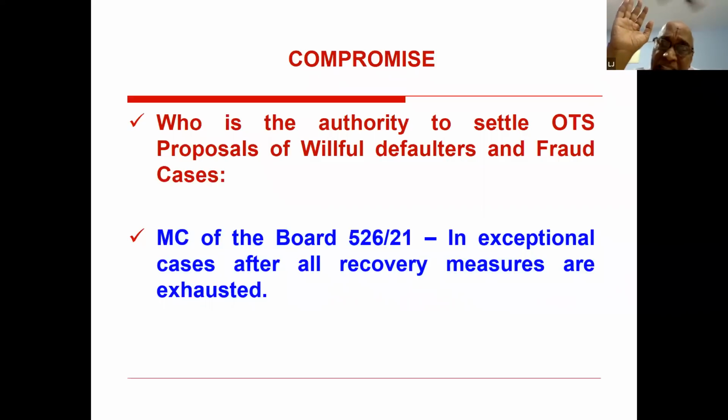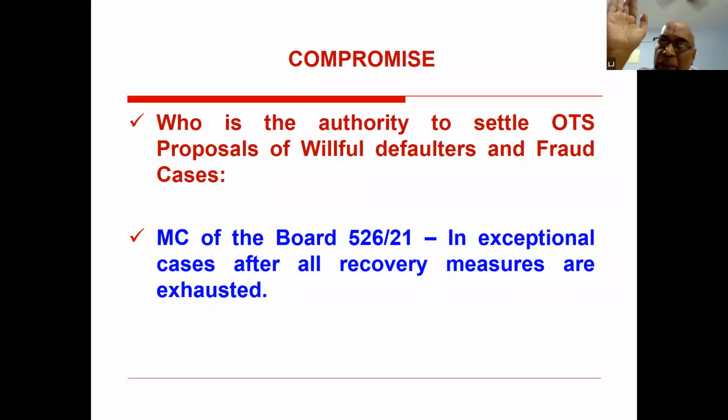In exceptional cases, after all recovery measures are exhausted, if they are not able to recover, they can go for OTS. This OTS proposal is to be placed to this authority only. However, even though the money is recovered under the OTS, all other police, CBI, vigilance cases will continue. The bank will not relieve them from that. The bank will get the money and clear the liability to the extent possible.